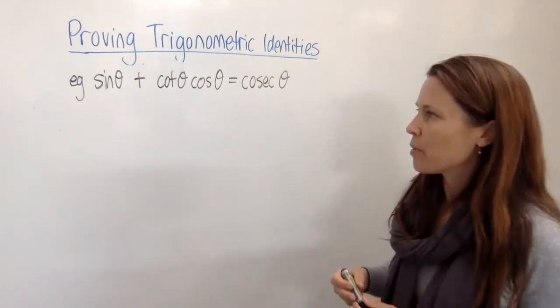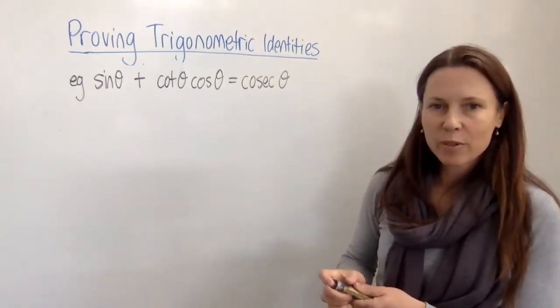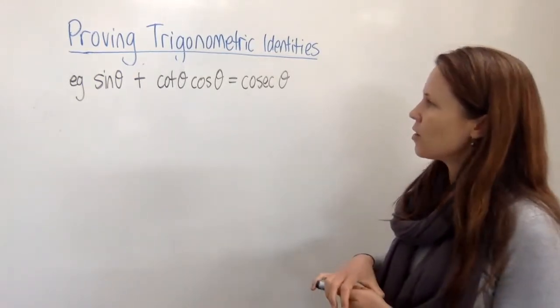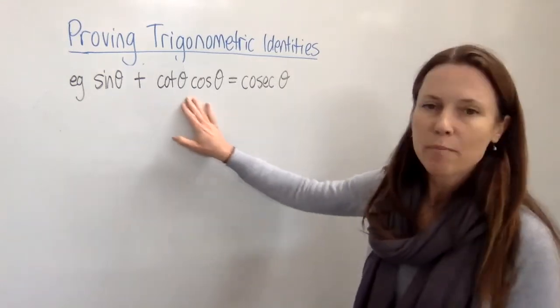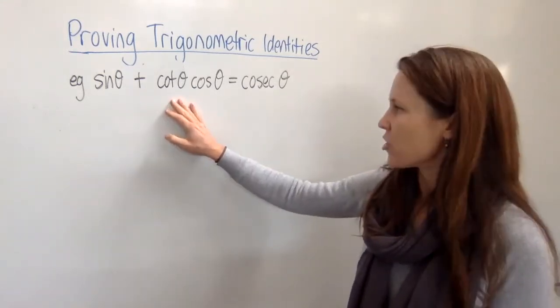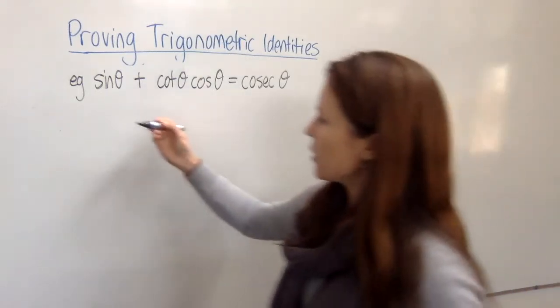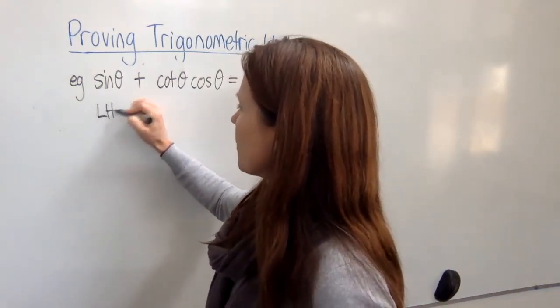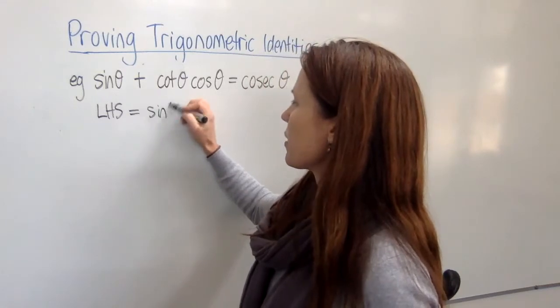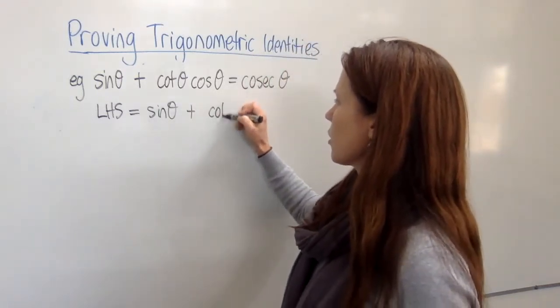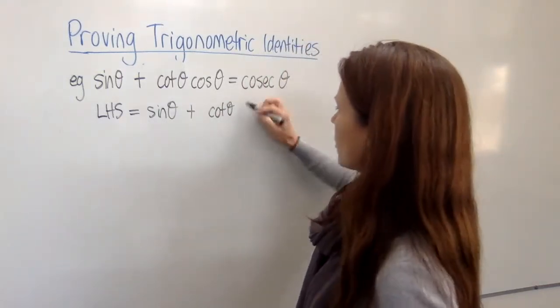Okay, here we've got a bit more of a tricky one. Which side would you want to start with here? Well, I'm thinking this side because there's more that you can do with it to rearrange it. This side is much more simple, that's something we can aim to get to. So let's just start with left hand side equals sine of theta plus cot theta cos theta.